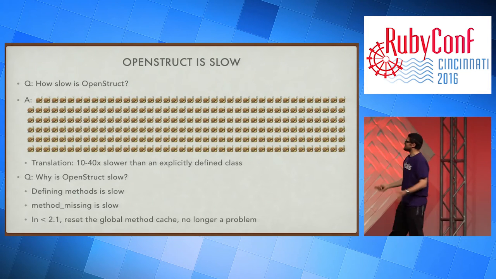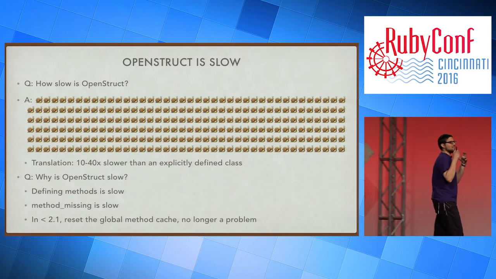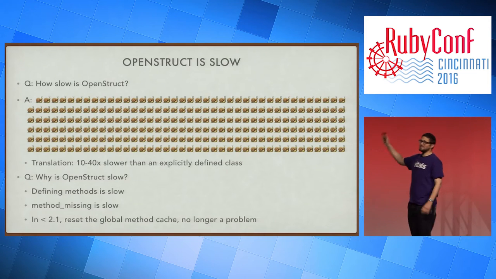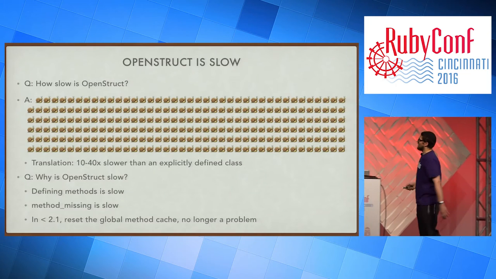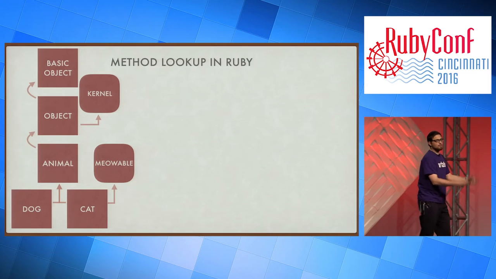In Ruby 2.1, this is fixed. It's no longer a problem. And this bothers me because I see a lot of misinformation out there about OpenStruct, about this particular issue. It's not a problem anymore in 2.1 and above. But why that is actually kind of an interesting story, so I want to delve into that for a second, and we have to talk about how method lookup in Ruby works.